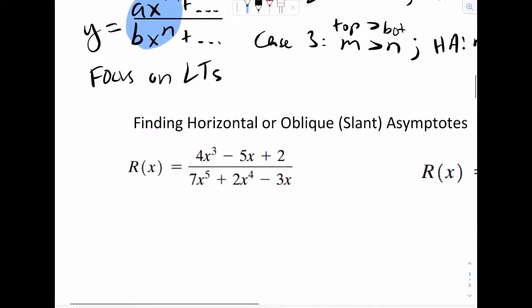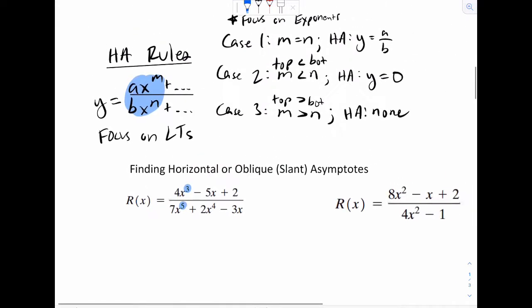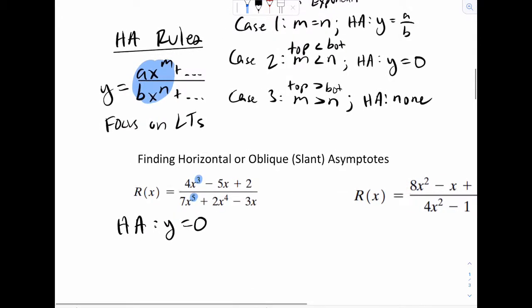So for this first one, focus on the exponents. I can see the bottom is greater, which means I am in case 2. So for HA, you would simply say y is equal to 0. Now, if you're wondering why this is happening, we're essentially just plugging in a big number, like we're plugging in infinity. So imagine you actually said, let x equal infinity. What would happen is, because it's x to the 5th, this number would be so huge, and it'd be so much larger than this number, that you're going to approach 0.